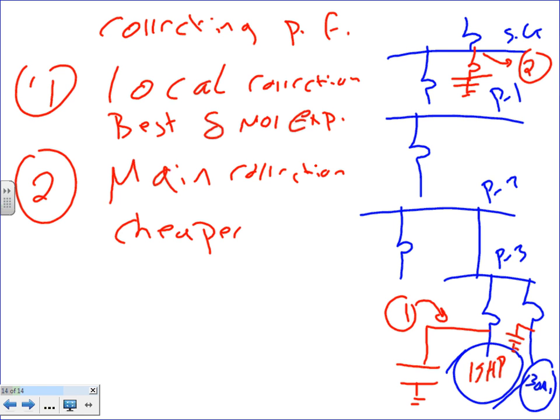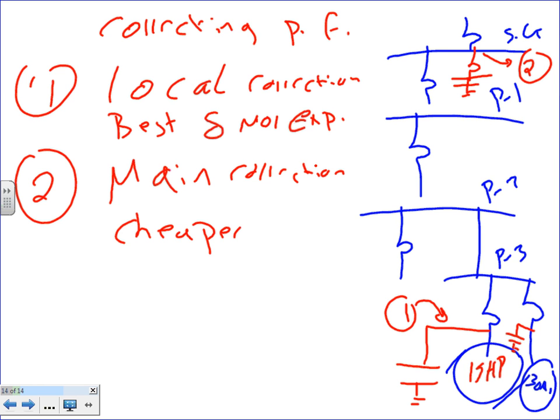Any question, guys, about local and main correction? And by the way, I'm showing capacitors, but it could also be condensers or synchronous motors. Same way. You put them here, or you put them right at the top. Any question, guys, before I give you one example calculation?